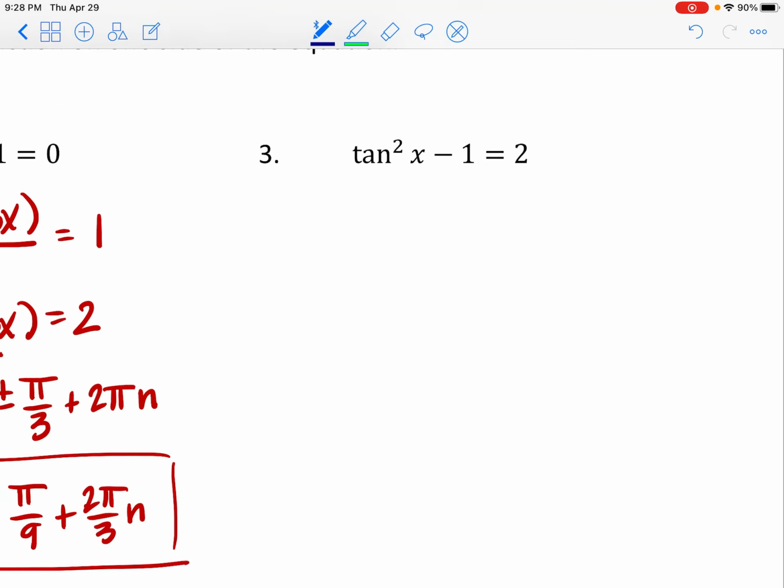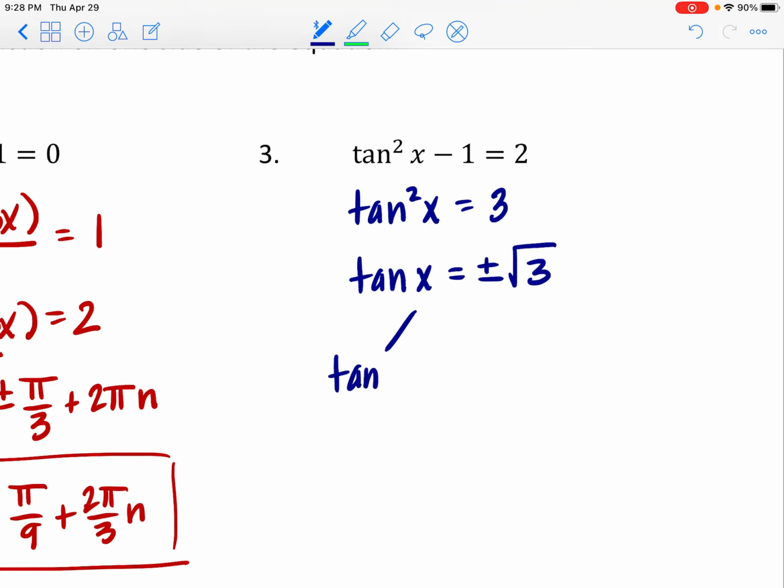So we're going to try to isolate here. First thing we're going to do is add 1 to both sides. So the tangent squared x is going to be equal to 3. And then how do I get rid of the square? Well, just like everything else, right? Opposite of minus 1 is plus 1. Opposite of times 6 is divide by 6. The opposite of squaring is taking the square root. So if I square root both sides, then the tangent of x is going to be equal to plus or minus the square root of 3. So we're actually looking for two things. We're looking for where the tangent of x is equal to a positive radical 3 and where it's equal to a negative radical 3.